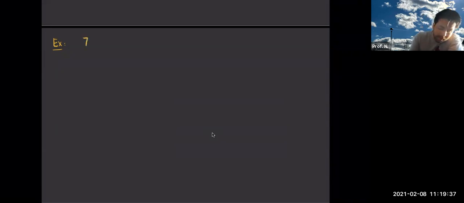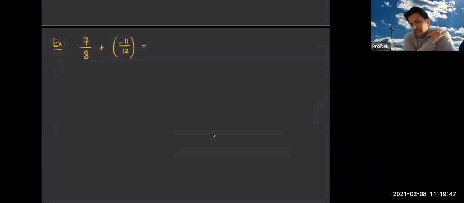So what if I have something like this, 7 over 8, and I'm adding negative 11 over 12. In my experience, a lot of students don't like to deal with fractions, but dealing with fractions makes life easy if you know how to deal with them. So when we add fractions, what is the prerequisite? What is the requirement in order to add them? What must be true? We must have the same denominator, or in other words, the common denominator.